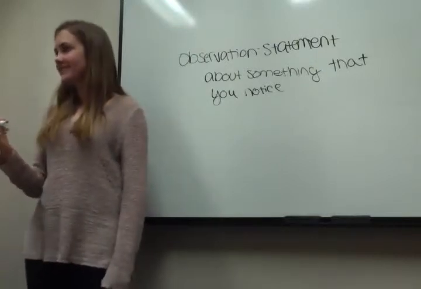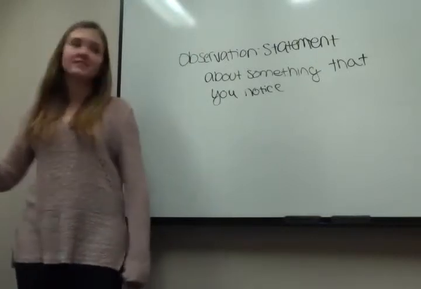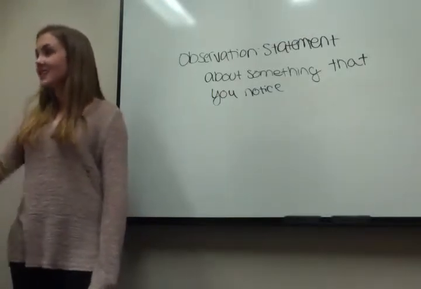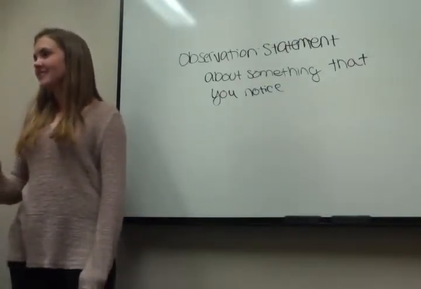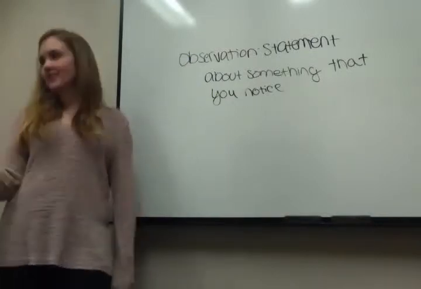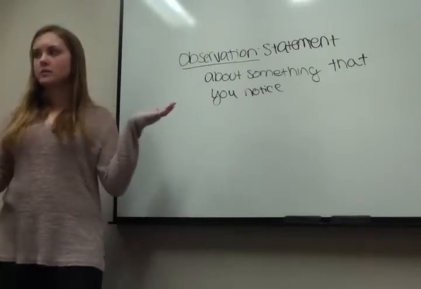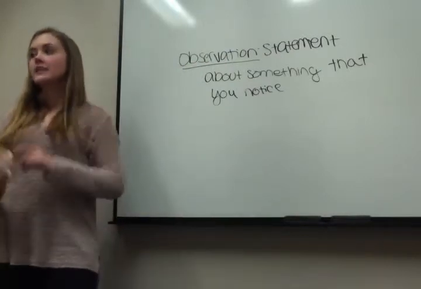Now, can someone give me an example of an observation about this classroom, maybe? Jonah? It's small. Good. It's small. Anyone else? Jake? It has gray walls. Gray walls. Great. Another good observation. Thank you. So when we're talking about scientific observations, there are two major types.